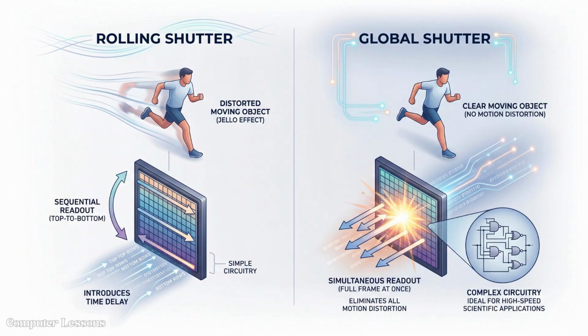To solve this, high-end sensors utilize a global shutter that reads every pixel simultaneously. Global shutters require more complex circuitry, but eliminate all motion distortion for high-speed scientific applications.